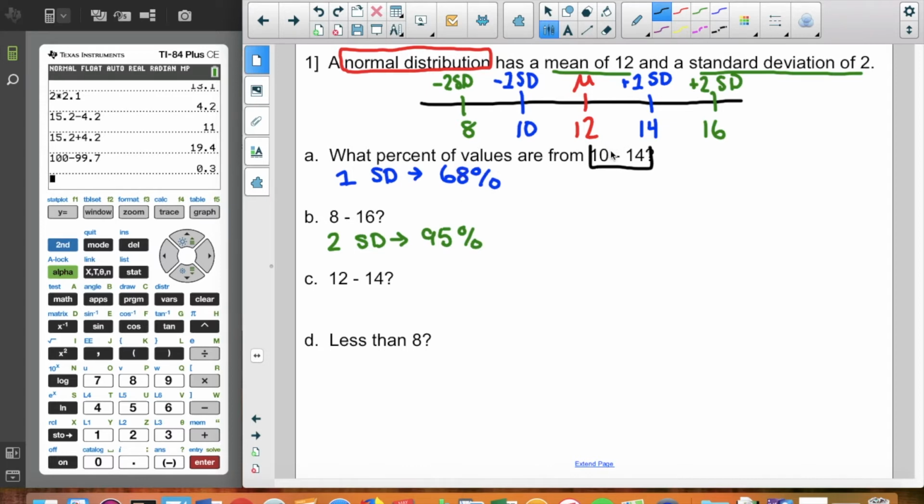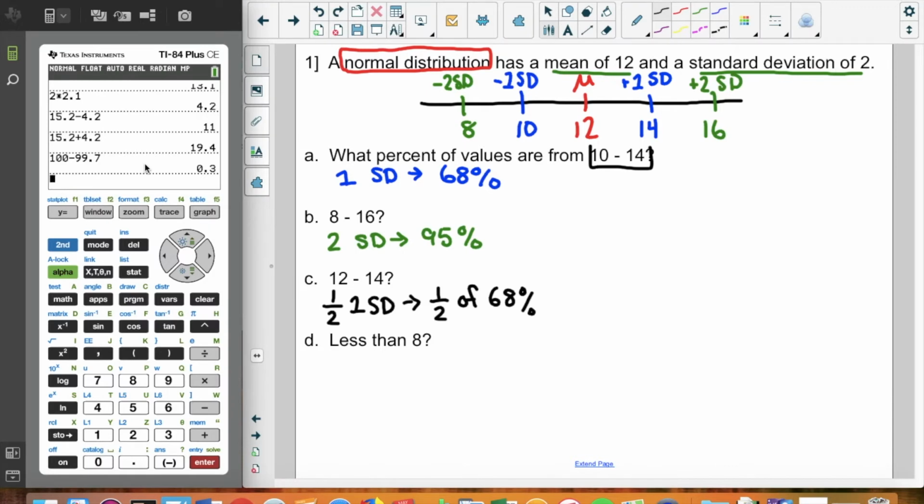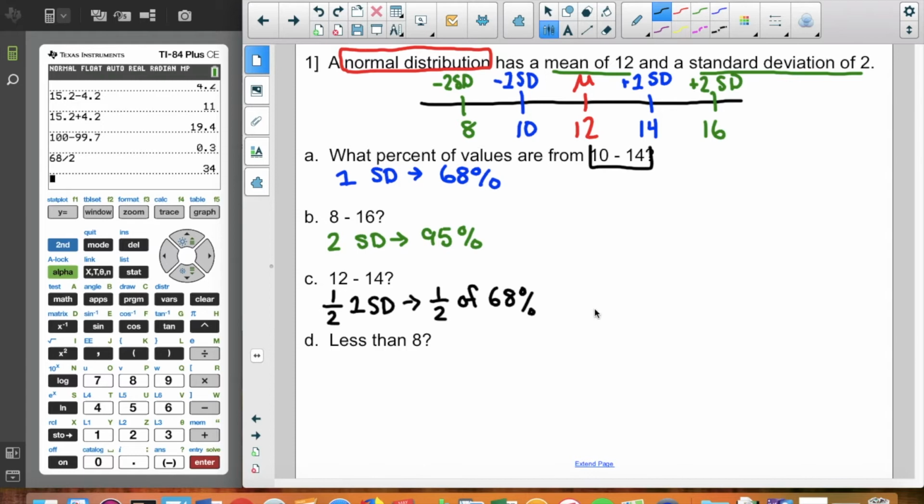This is half of 1 standard deviation. So this is half of 1 standard deviation. That means this is going to be half of 68%. To find half of 68%, you just divide it by 2. So we have 68, don't type in a percent, divided by 2, and we get 34. So this is 34%. We did have to do a little bit of work there.